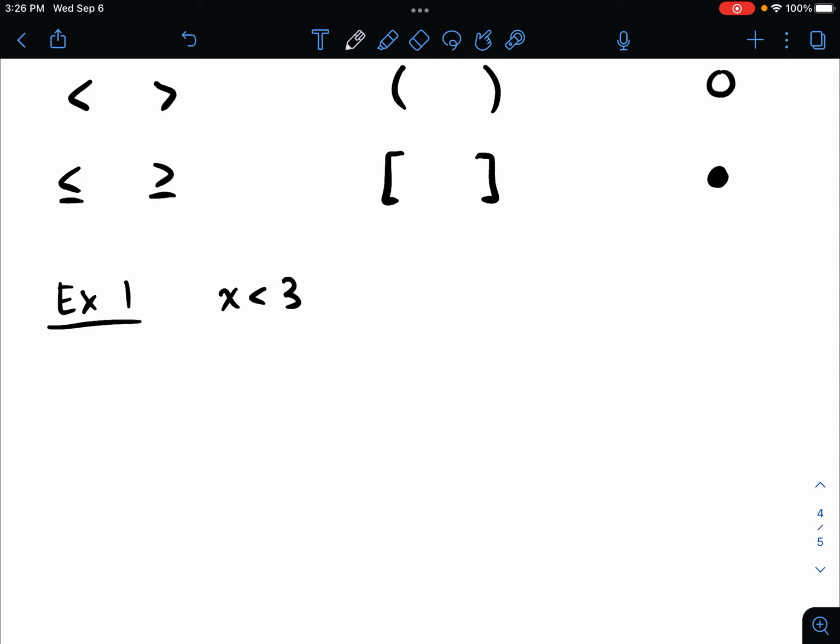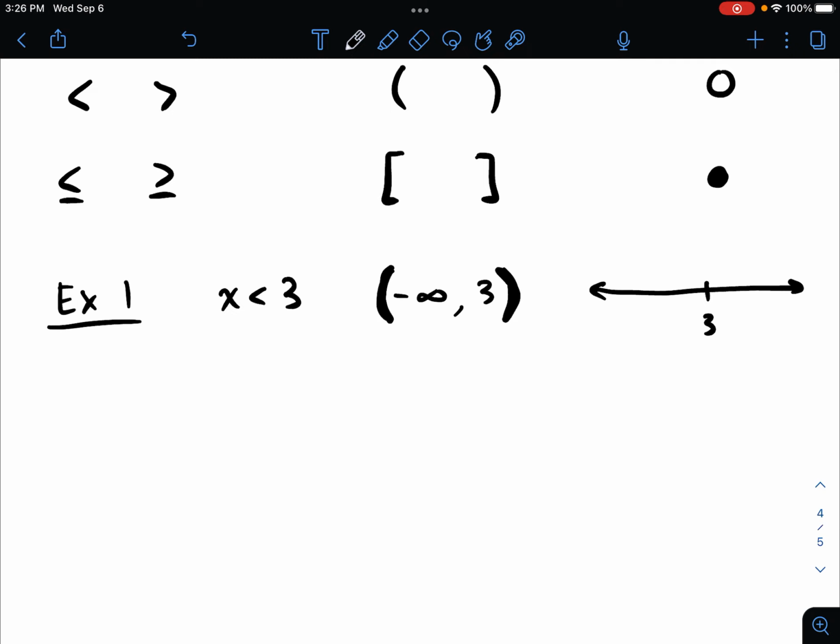Well, if I'm looking at x is less than 3, I see that I have the less than symbol, so I'm going to want to use a parenthesis and an open dot on the graph. So what that would look like is I'm going to go from less than 3 to negative infinity, right? It's a parenthesis here because, again, we're not actually at the number 3. We're just strictly less than the 3, so it's going to be a parenthesis. And then, again, we can never get to negative infinity, so for infinity and negative infinity, I always use a parenthesis.